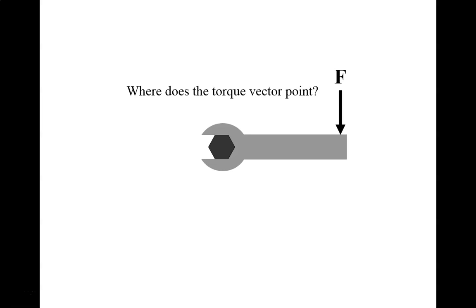Some of you are going, oh, okay, I get it, and others of you are going, I have no idea what's going on here. So your thumb points into the page, and your fingers curl in the clockwise direction. So that into the page, your thumb points in the direction of the torque vector into the page.